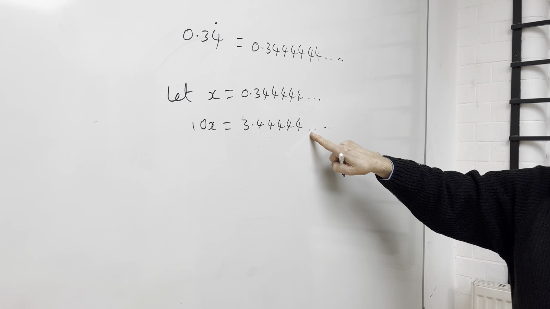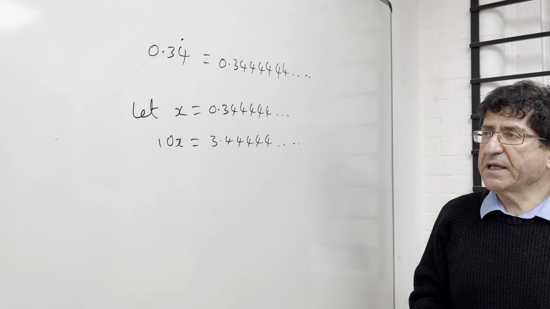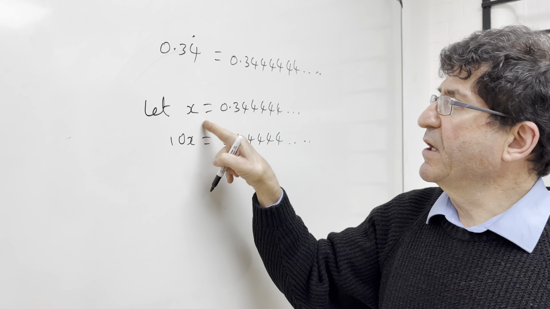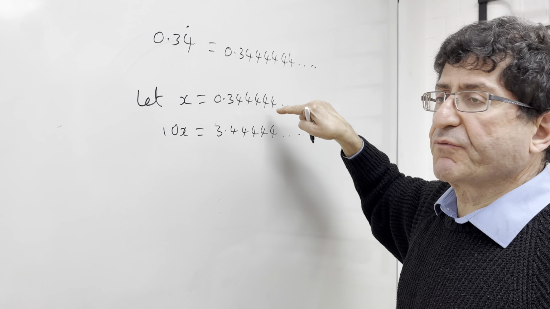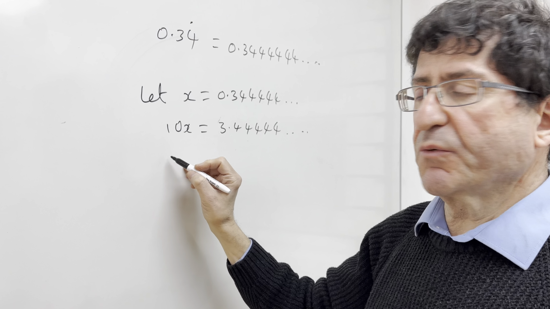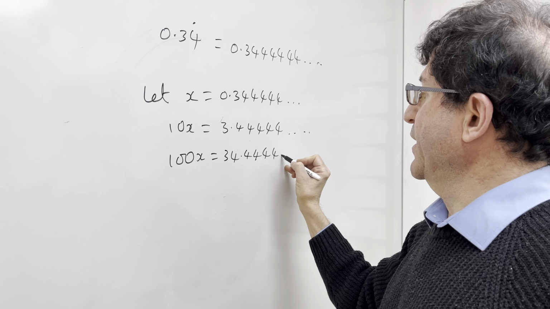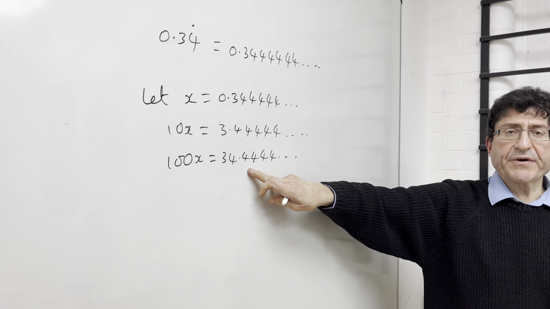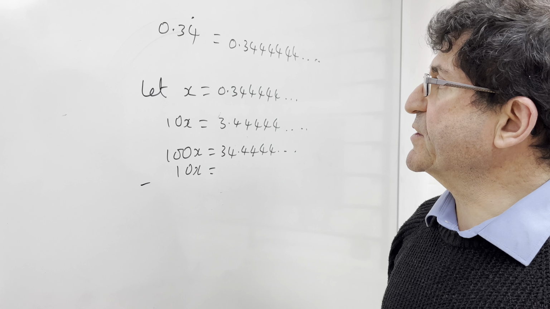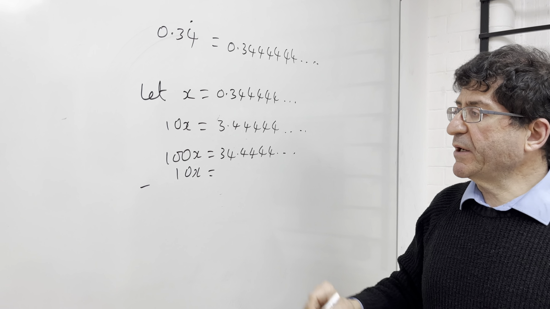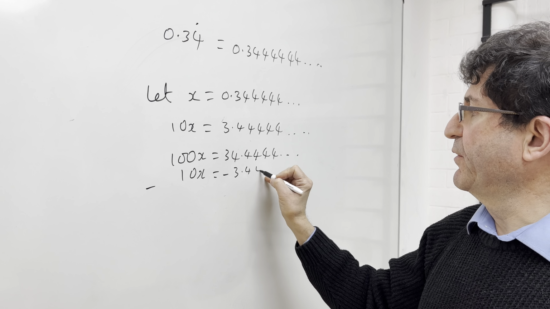And if I write down the dots, they refer to the fact that the 4 recurs infinitely. And if we now multiply our recurring decimal by 100, then we move the decimal point twice to the right, so we get again that recurring number which repeats itself, which is 4. So we've got 100x equals 34.4 recurring. Now all that remains is to get rid of the recurring number, the 4. So we take away 10x, where x represents the recurring decimal, both sides. So 10x is minus 3.4 recurring.